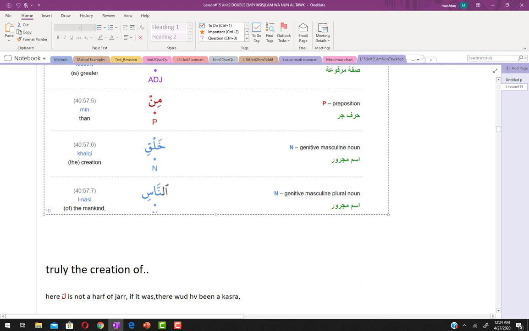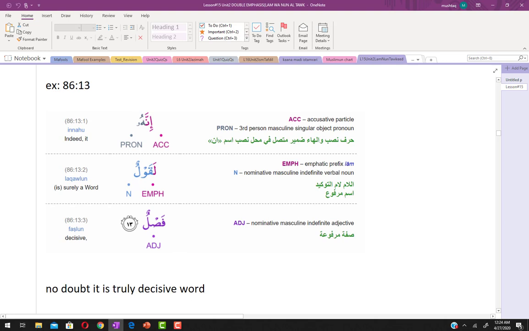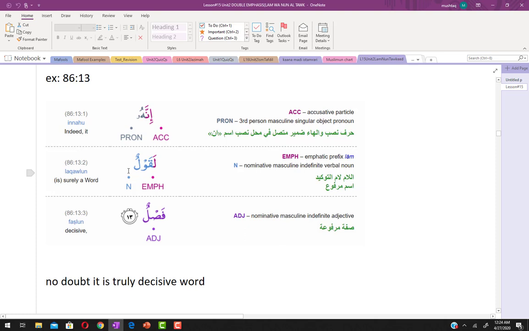Next, innahu la qawlun fasl. Indeed, so here we have lam al-tawqid attached to a noun, la qawlun fasl. Indeed, it is surely a decisive word, no doubt in it. So this is the lam al-tawqid.